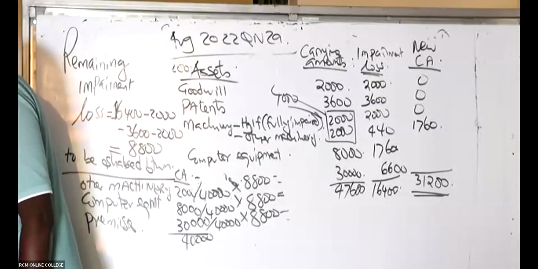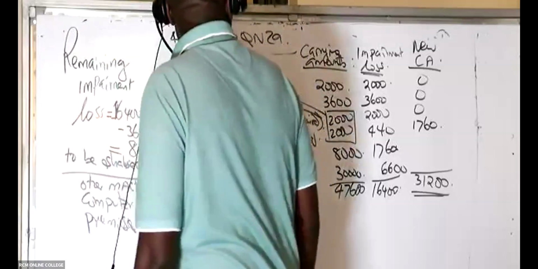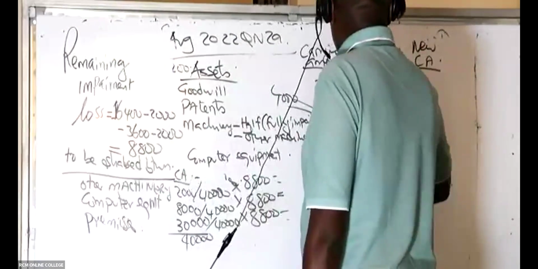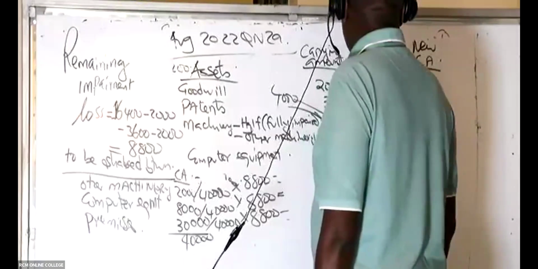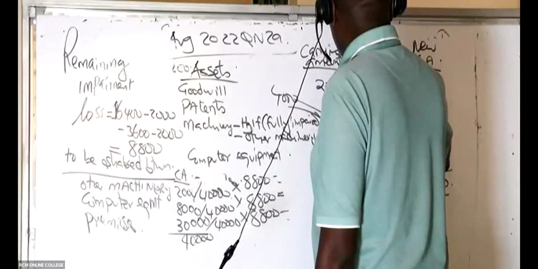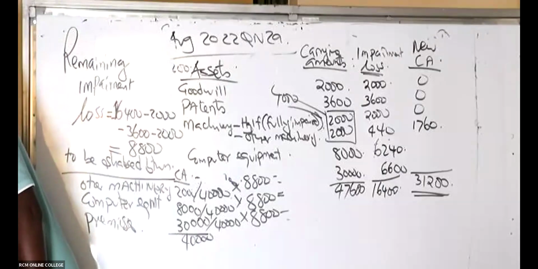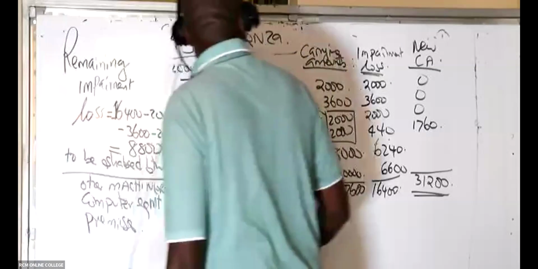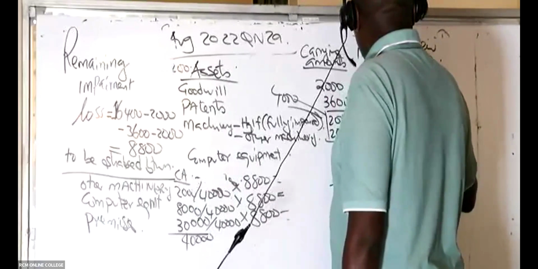Computer is 6240. Computer here is 6240, like that. So then please give me the correct answer here for computer equipment. How much do we have there for computer equipment? 23,400 for premises, 23,400. Thank you so much.